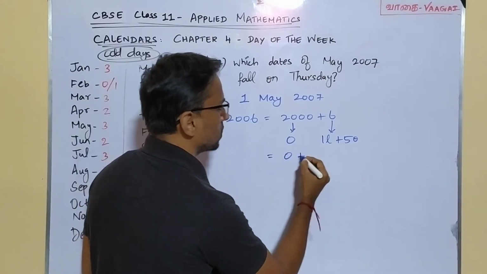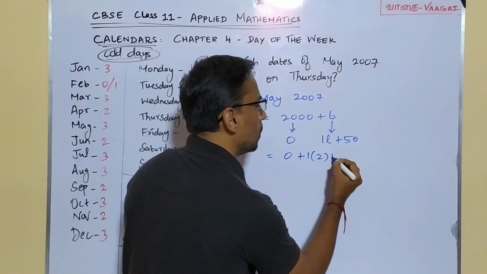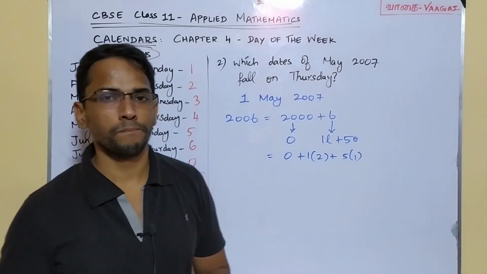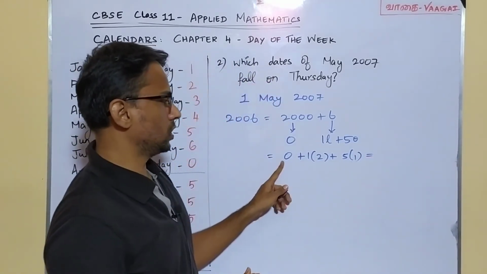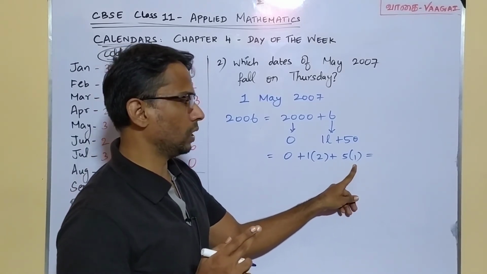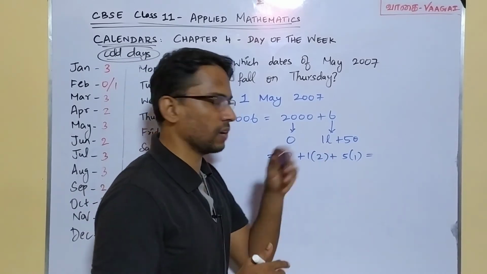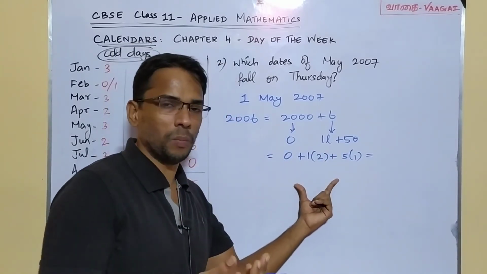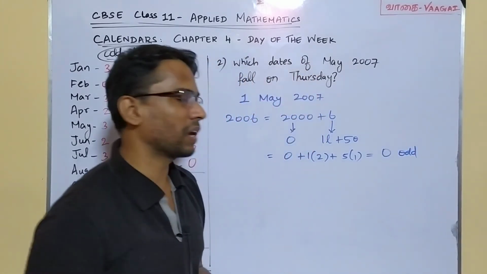So 0 plus, as usual, a leap year has 2 odd days, so 1 times 2, plus an ordinary year has 1 odd day, so 5 times 1. I'll continue here itself, we have enough space. So 0 plus 1 into 2 is 2, and 5 into 1 is 5. So we have 0 plus 2 plus 5, which gives you 7. Is it or not? For 7 days, how many odd days are there? Obviously 0 odd days. So our task became very easy here.